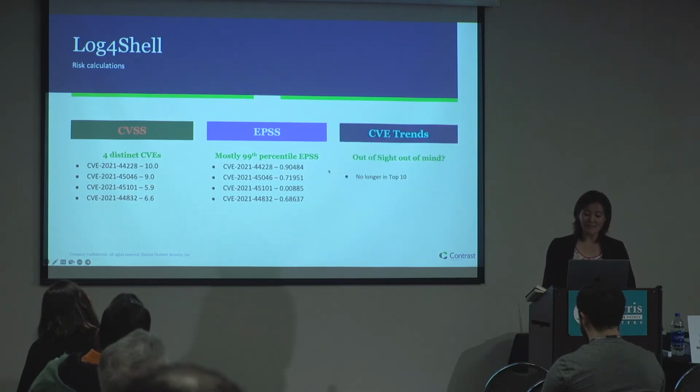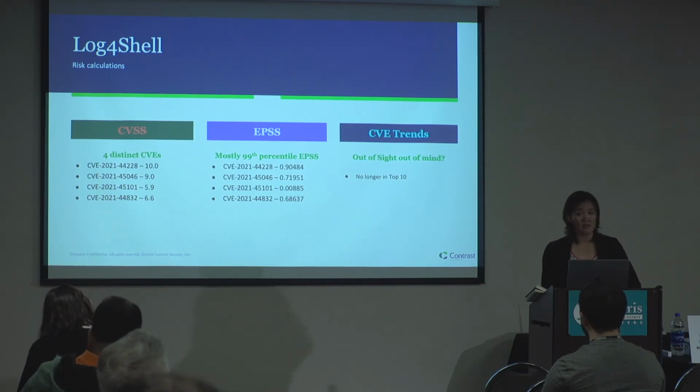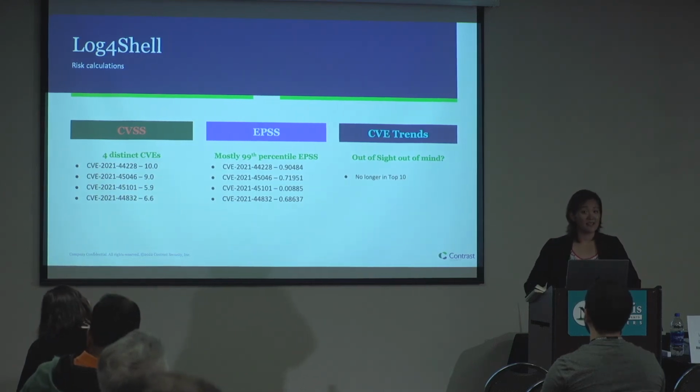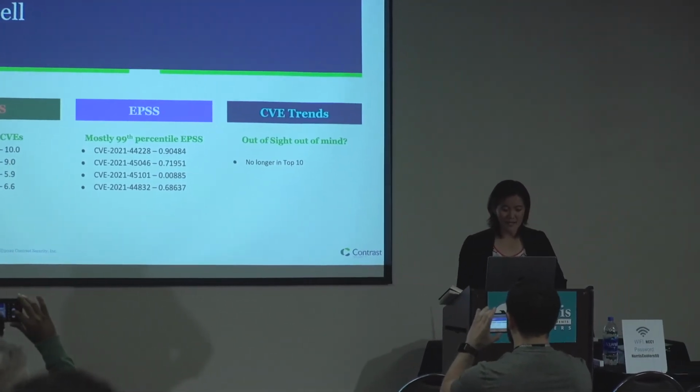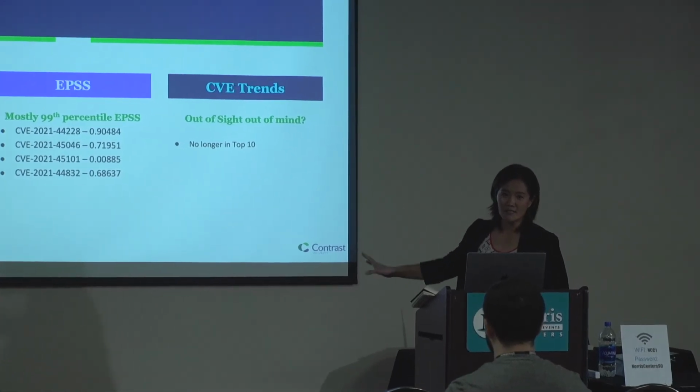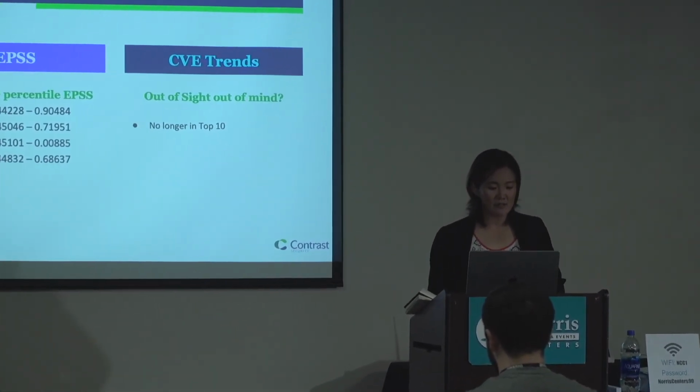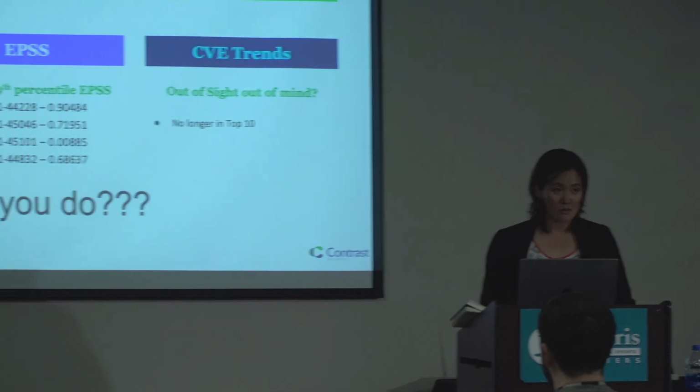And CVE trends, interestingly, would not have told you this because as of today, it no longer shows up in CVE trends, because other new hotness has taken its place. So you can't rely on any one of these verticals alone. You need to put them all together and tell that story for your developers. What would you do?